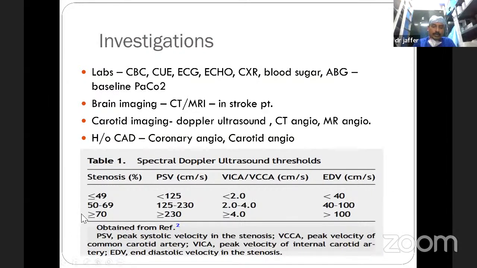Here this table shows the Doppler ultrasound, which we commonly do in our institute. The stenosis can be graded into mild, moderate, and severe. Mild disease is less than 50% stenosis. Moderate is 50 to 70%. And severe disease is more than 70%. So these are the velocities which you can determine, and we can determine the degree of stenosis non-invasively.